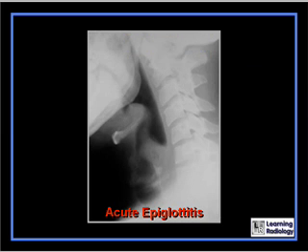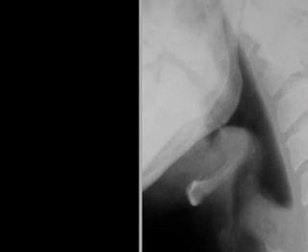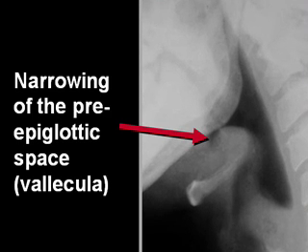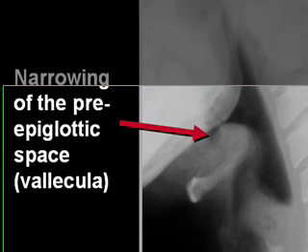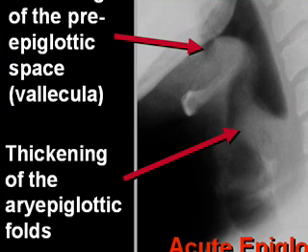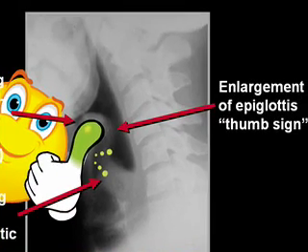So this is an example of acute epiglottitis, and we can see that there is narrowing of the preepiglottic space, the vallecula. There is thickening of the Aryepiglottic folds, and there is enlargement of the epiglottis called the thumb sign.